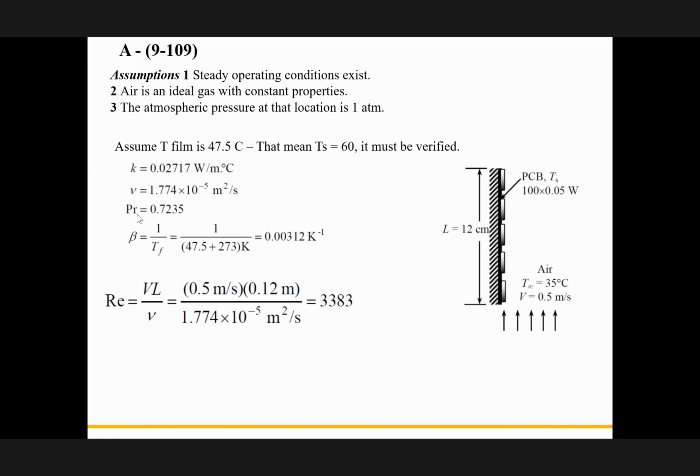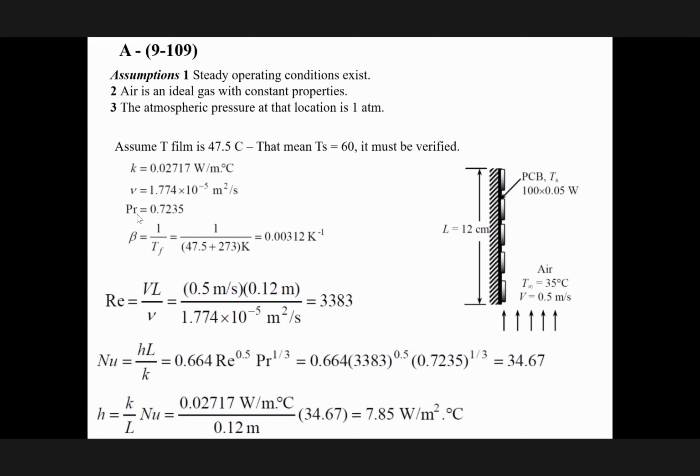Is it forced or is it laminar? Laminar. Is it? Yes, it is laminar, because it's a plate and the external Reynolds number over the plate is less than 500,000. It's laminar. Therefore, I can go and calculate my Nusselt number using this equation for laminar.